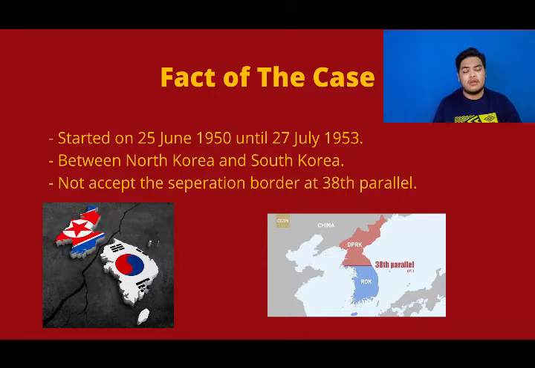In 1950, North Korea started attacking South Korea and crossed the 38th parallel. They managed to defeat the South Korean army and capture the capital city of South Korea, which is Seoul. South Korea appealed for support, and the United States, wanting to contain the spread of communism, pushed the United Nations to come up with a resolution.